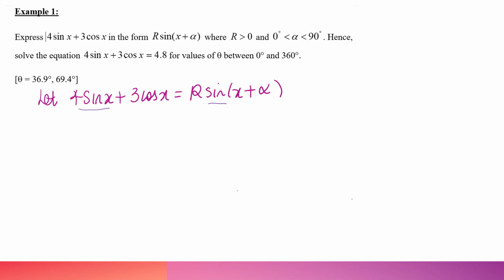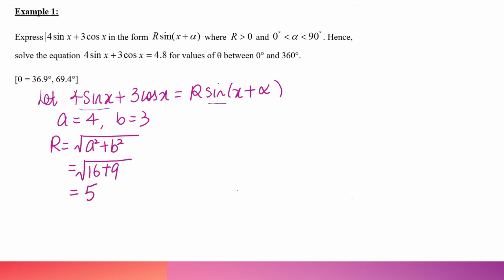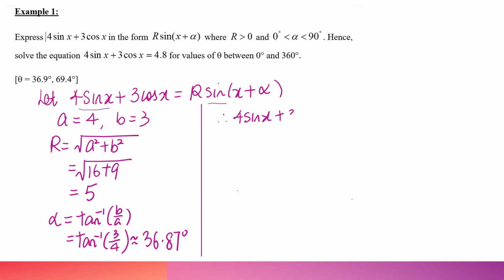Right, so we're going to write down the values of a and b. The value of a will be 4, and the value of b will be 3. So what is the formula to find r? r will be equal to the square root of a squared plus b squared, which in this case is equal to 5. And how do you find alpha? Alpha is equal to tangent inverse of b over a, which in this case is 36.87 degrees. So if you combine them, your 4 sine x plus 3 cos x is equal to 5 sine bracket x plus 36.87 degrees.